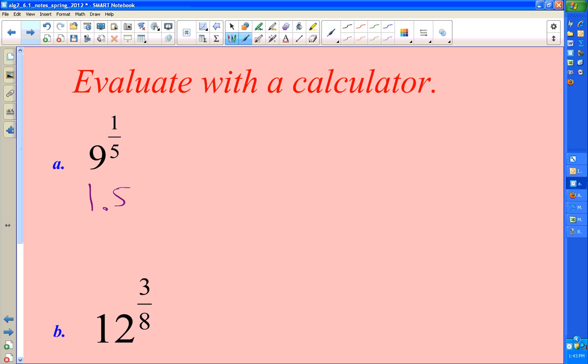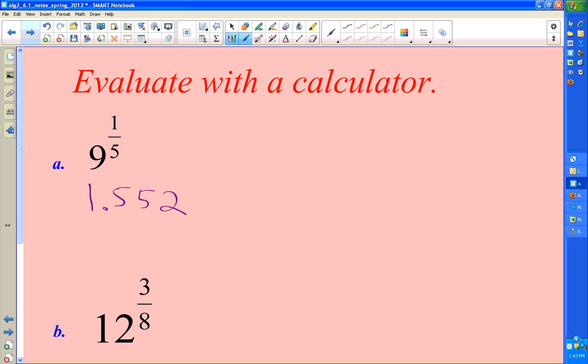1.5. 1.552. Why do I stop there? We've said it over and over again. 3 decimal places. So 9 raised to the parenthesis 1 divided by 5 power, enter.